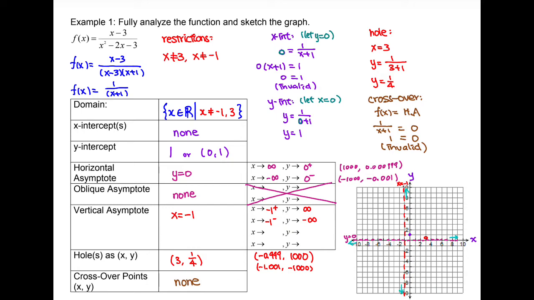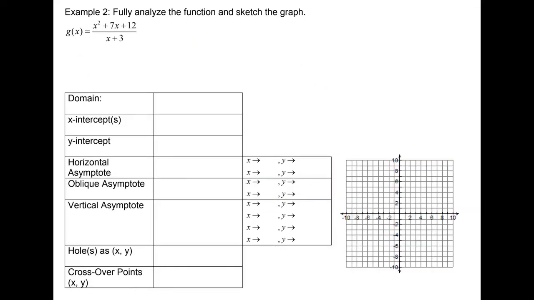Finally, let's connect all the information that we have on the graph in order to generate the sketch for our rational function. Example 2. Step 1. Let's fully factor the function g(x) to get the simplified form y equals x plus 4. Then, let's write down restrictions to help us find the domain. x cannot be -3.